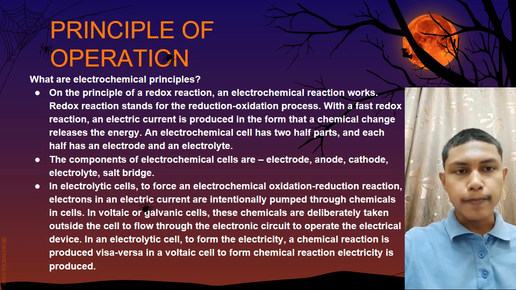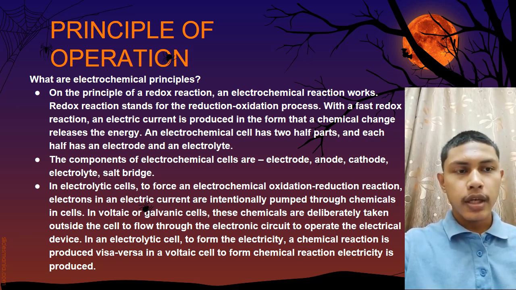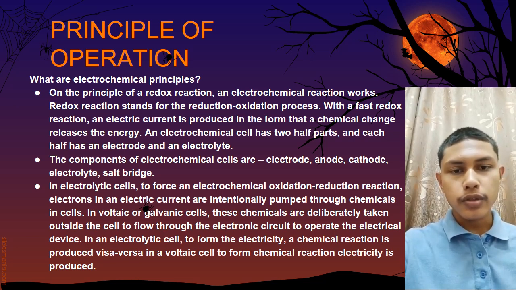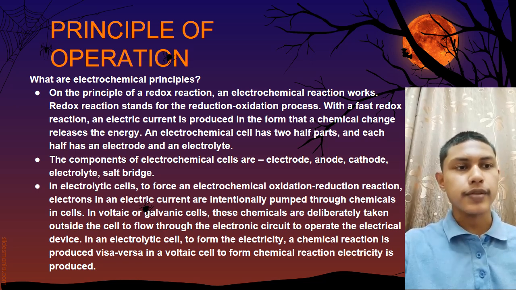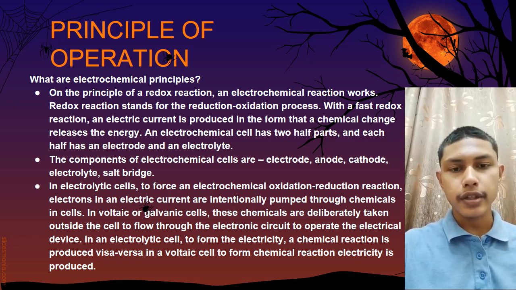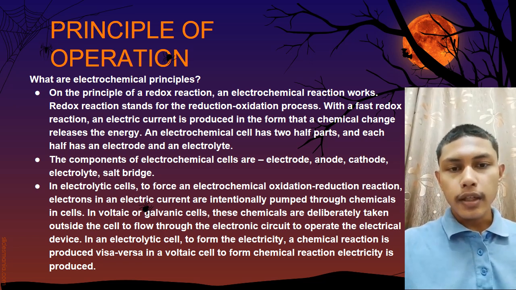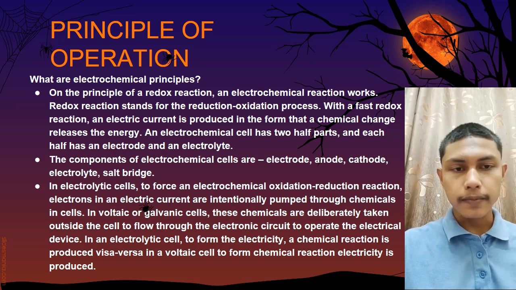Principle of operation. What are electrochemical principles? An electrochemical reaction works on the principle of a redox reaction. Redox reaction stands for the reduction-oxidation process. With a fast redox reaction, an electric current is produced in the form that a chemical change releases the energy. An electrochemical cell has two half parts, and each half has an electrode and electrolyte.